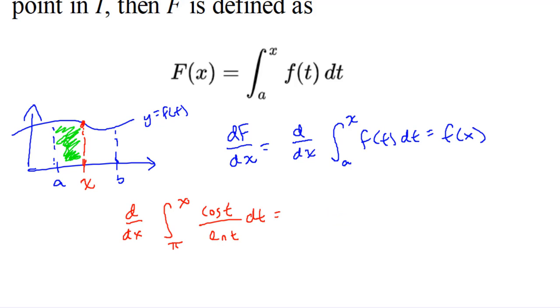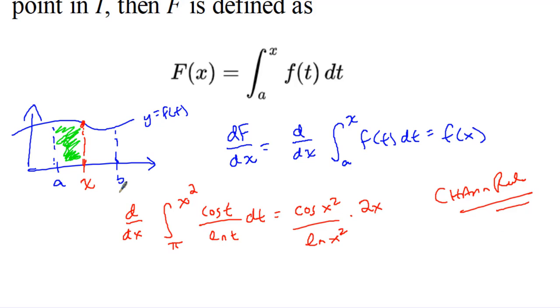Now, let's say we have x squared. Not just x, but x squared. So we have cosine of x squared over natural log of x squared, times the derivative of x squared, which is 2x, because the chain rule applies. The chain rule still applies, doesn't it? Which means, do you see how when we just had x, we're really multiplying by 1, aren't we?